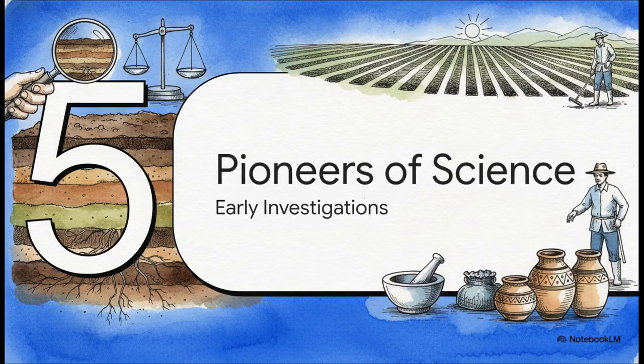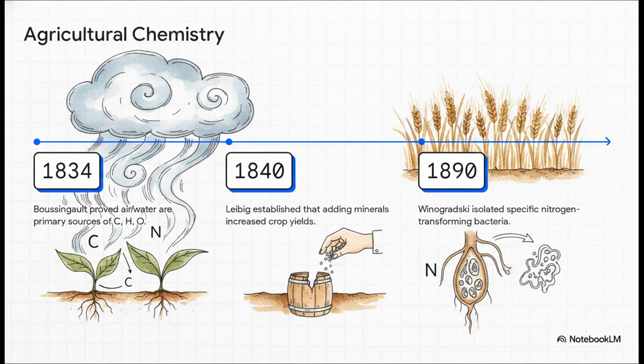Section 5. Pioneers of Soil Science. Let's look at some early scientific investigations. You know, for centuries, our knowledge of soil came purely from farmer experience, just trial and error. But in the 19th century, agricultural chemistry rapidly evolved. In 1834, French agriculturist J.B. Boussingault proved that air and water were actually the primary sources of carbon, hydrogen, and oxygen in plants.